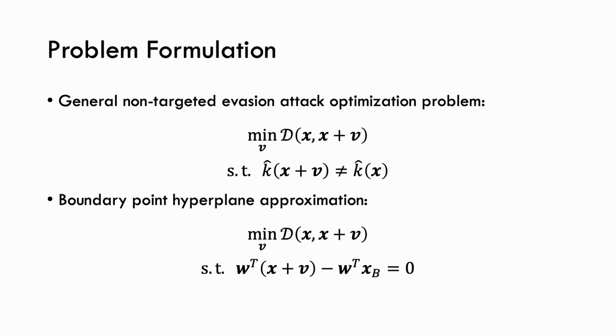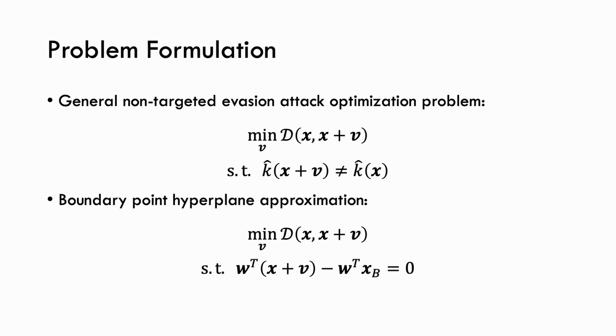Building off of the successful work on QFool, the authors generalized the approach to L2 and L-infinity norms to create a new algorithm they called GeoDA, as well as provide the solution for the L1 norm to create an additional algorithm called sparse GeoDA. To achieve this, the authors framed the problem as a non-targeted evasion attack, solving the following optimization problem. The general form optimization problem is to minimize the distance function between the original sample x and the adversarial sample x perturbed by v, such that the classification of x is not the same as x plus v.